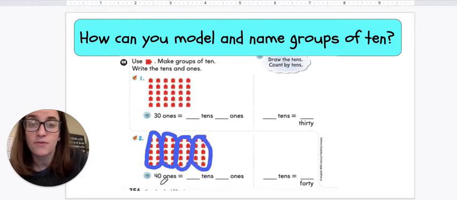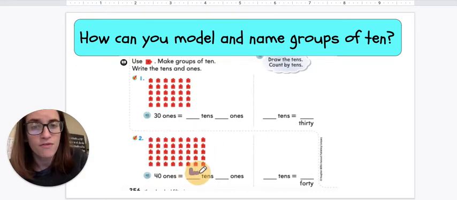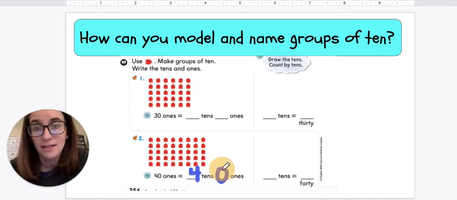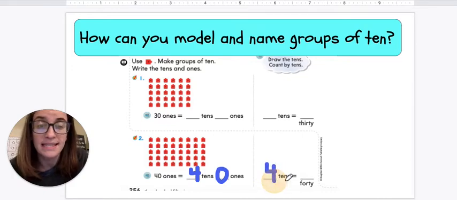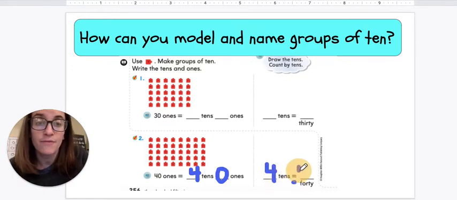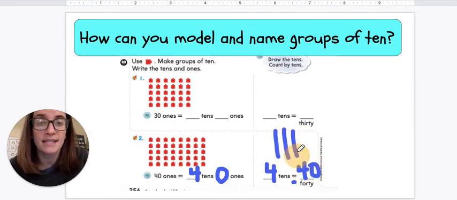Yes. So 4 1s is 4 10s. I had 0 extras, right? I circled all of them. 4 10s is the same as 40. See the number 40 there? And I'm going to draw my quick pick of 4 10s.